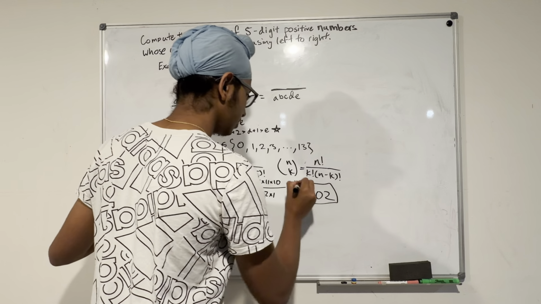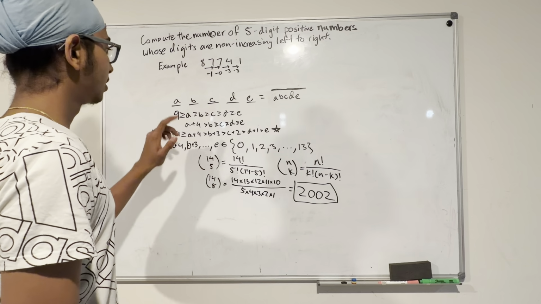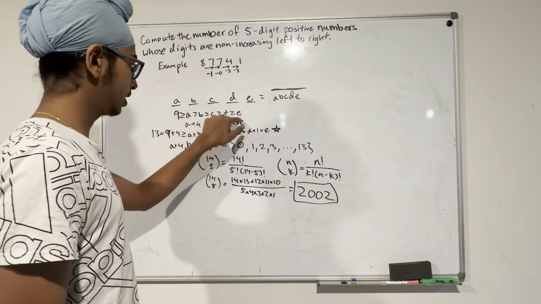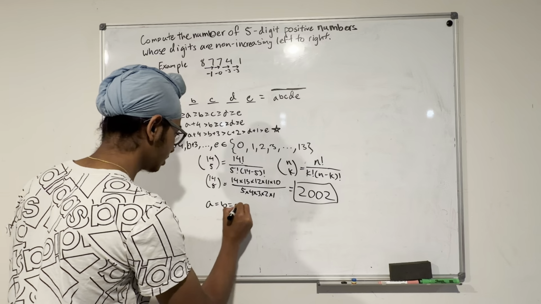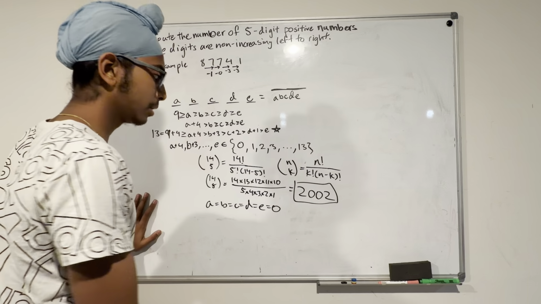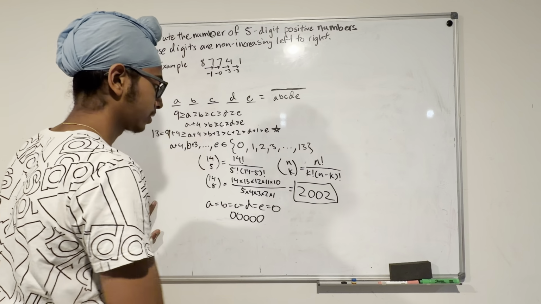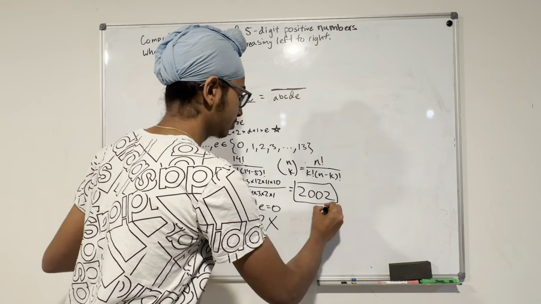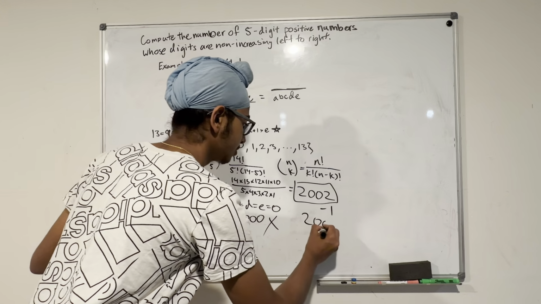But wait, we almost forgot something important. Notice that when A is equal to B is equal to C is equal to D is equal to E is equal to 0, so we have A equals B equals C equals D equals E equals 0. Our final number is going to be 0, 0, 0, 0, 0, which is not a 5-digit number. So we have to subtract 1 for that. And this will give us our final answer of 2001.